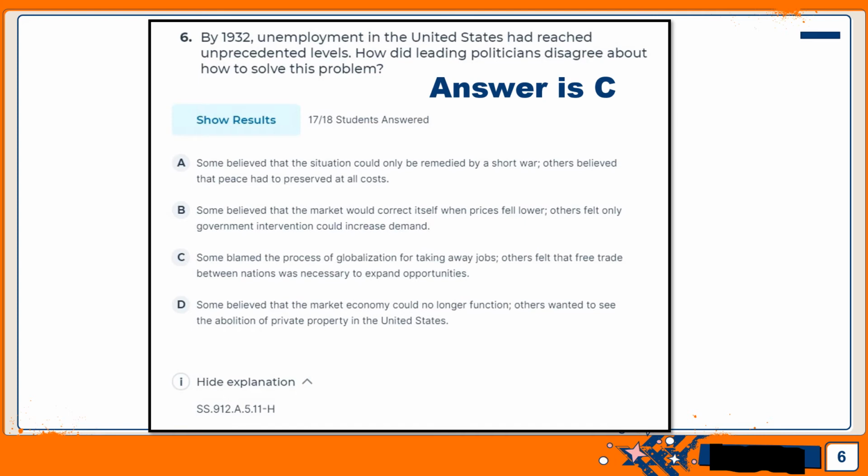All right, now let's use the salt in our brain and think back to the film study of our common assessment number 3. We had a question that dealt with how protectionist policies decreased international business. It was question number 2. This highlights the theme of the leading politicians. So the correct answer is C. Some blame the process of globalization for taking away jobs. Others felt that free trade between nations was necessary to expand opportunities.